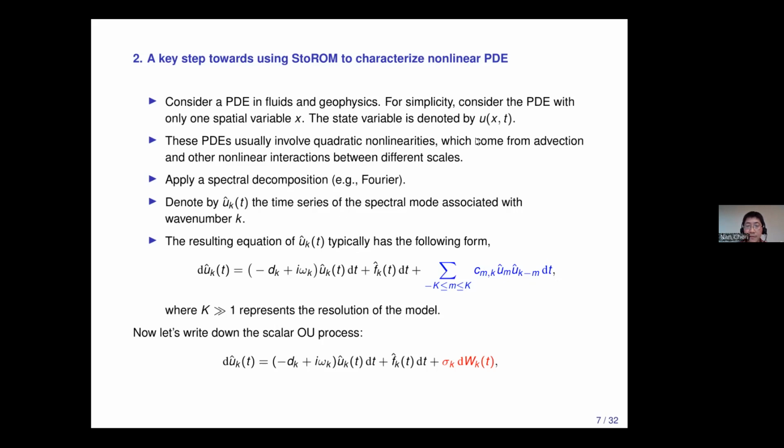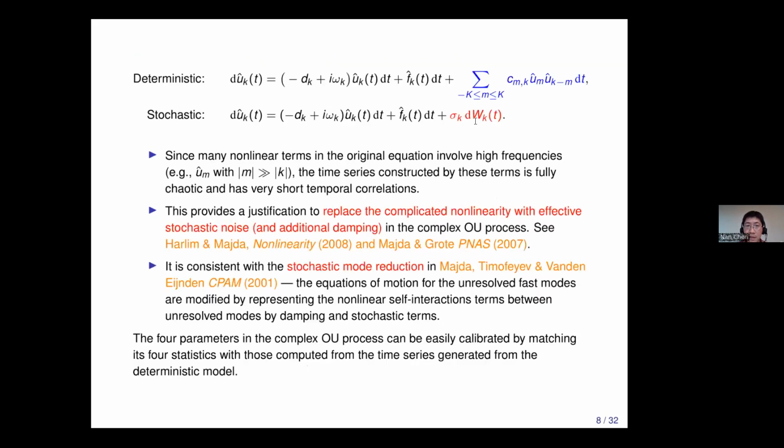So before I show you the numerics, I will tell you something here. Usually, many nonlinear terms in the original equation involve high frequencies, especially if this m is much bigger than this k. So the time series constructed by these terms can be fully chaotic and has very short temporal correlation, or very short memories. This is a good motivation, because this nonlinearity will most likely trigger very fast oscillations with very short memories.